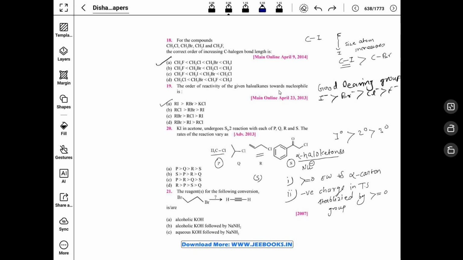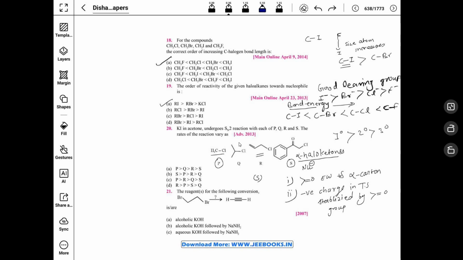And we can also explain through the bond energy. Carbon-iodine will have lower bond energy as compared to carbon-bromine, carbon-chlorine, and then carbon-fluorine, because of the small size, this bond will be more difficult to break. Therefore bond energy is increasing in this order, and therefore reactivity is decreasing in this order. Now moving to question number 20.